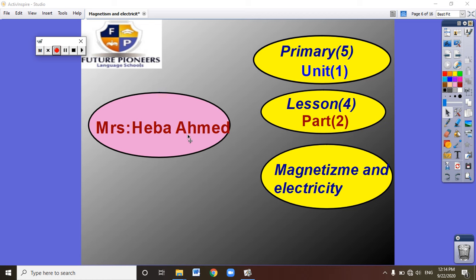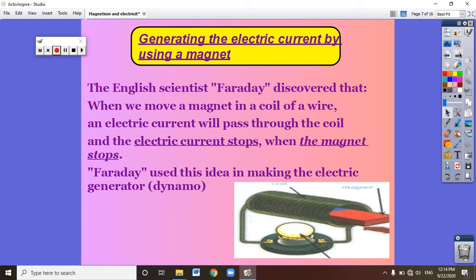Today we will continue our lesson, magnetism and electricity, and we will take part 2 from this lesson. You remember the electromagnet and the structure of the electromagnet, and don't forget that in the electromagnet the electric energy is changed into magnetic energy. Today we will take the other example of generating electricity by using the magnet.